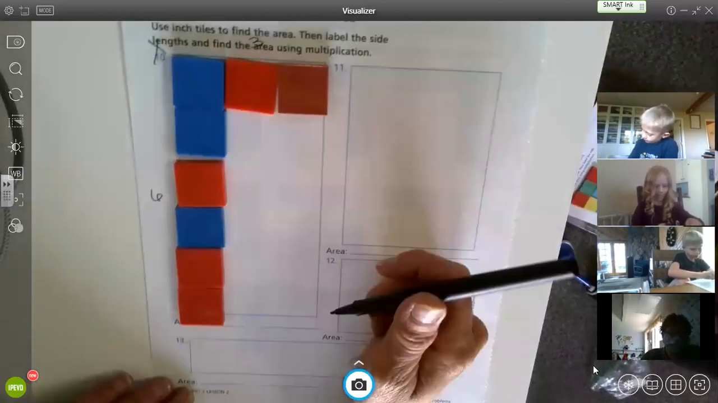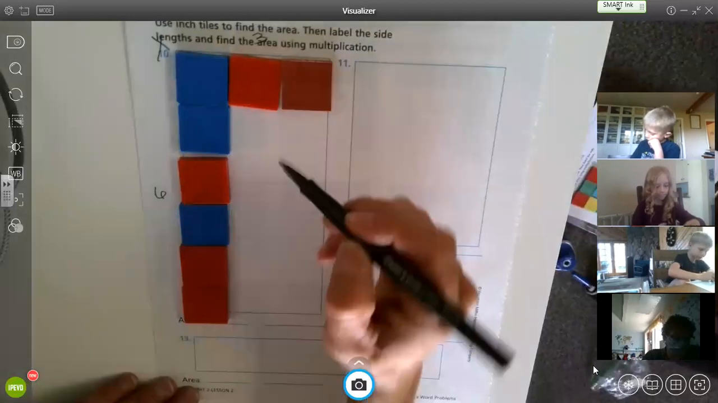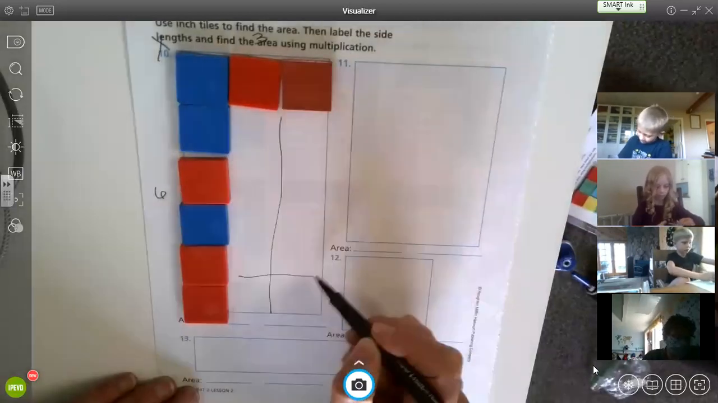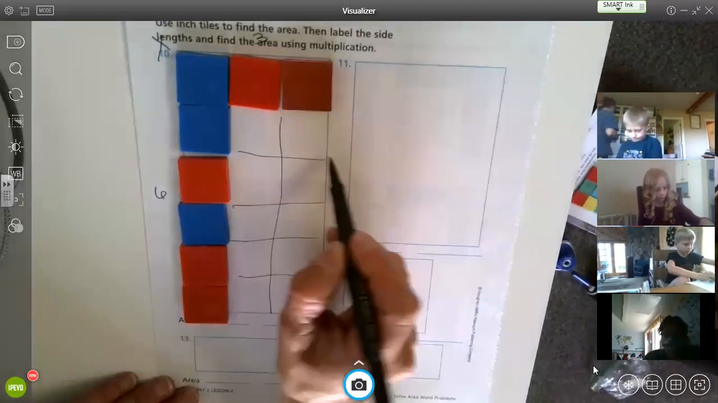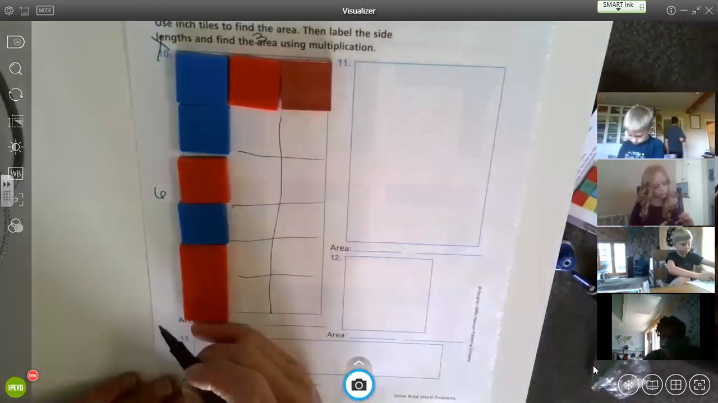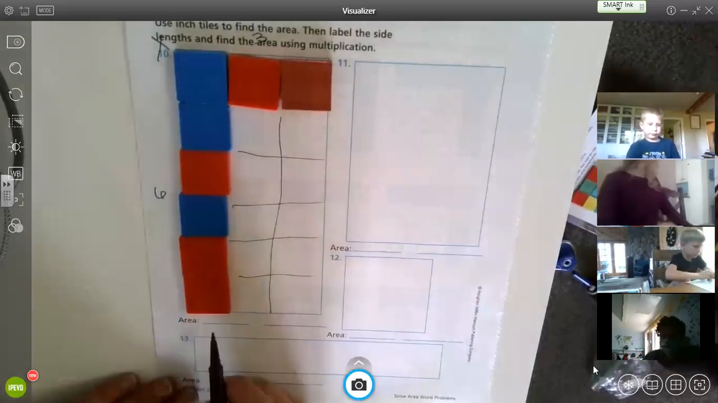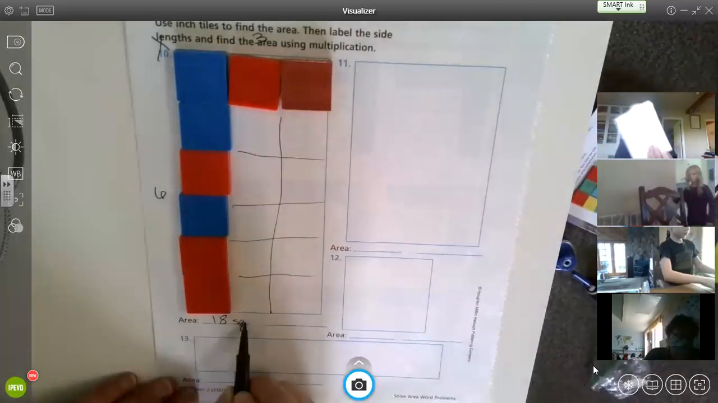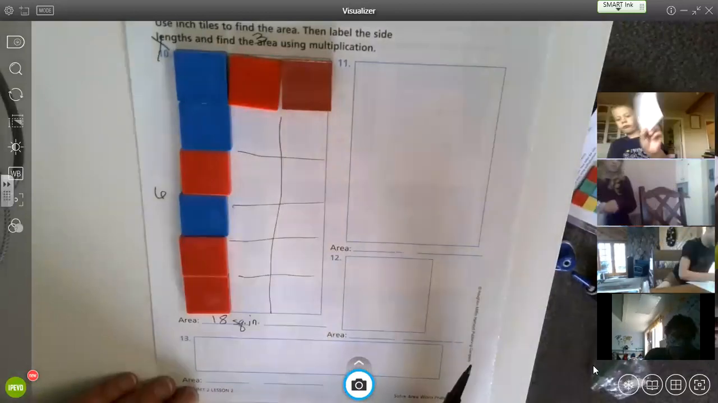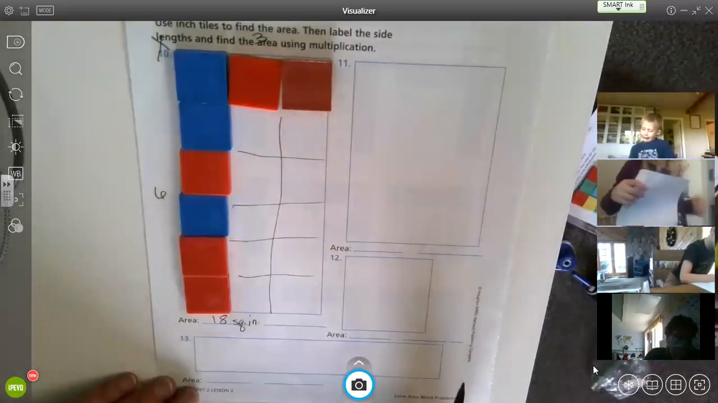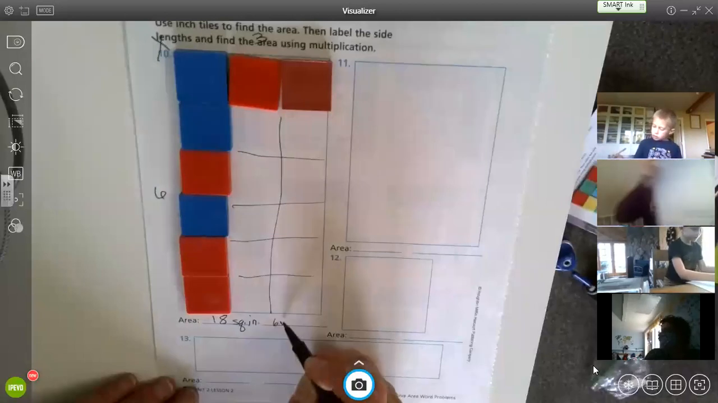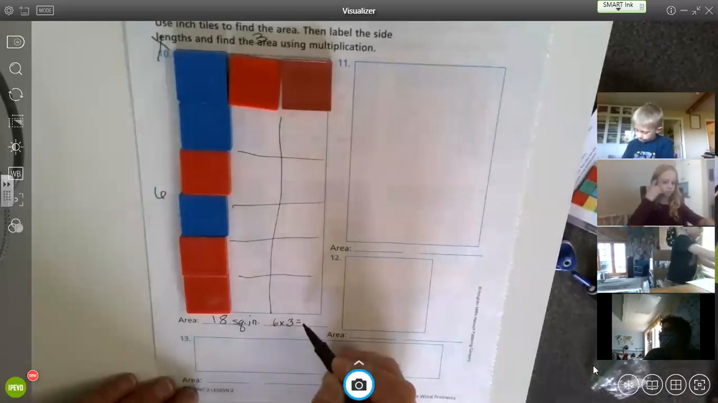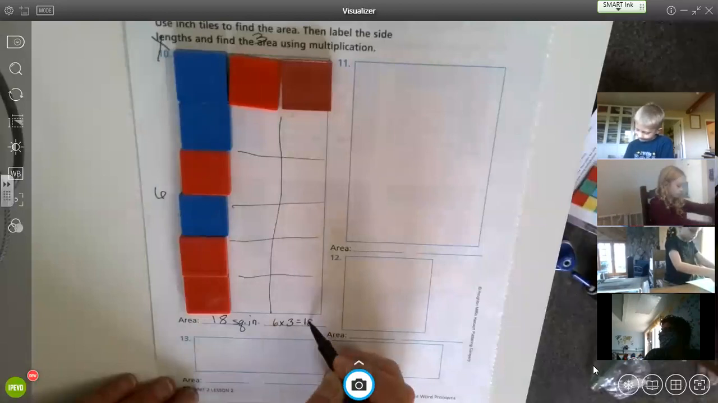I did not fill mine all in, but you know we would have them going straight down and across, right? So how many did you get all together, Max? He said the area was 18 square inches. How did you know? 6 times 3, and that should equal 18. So the area is 18.